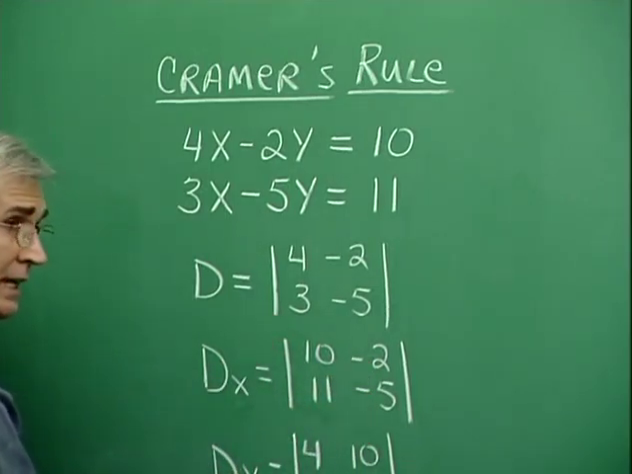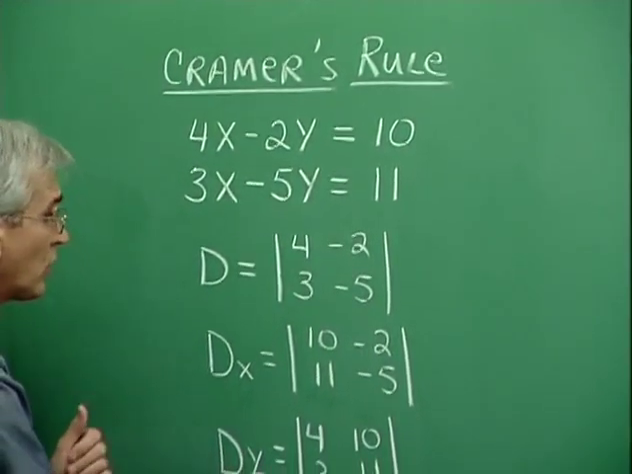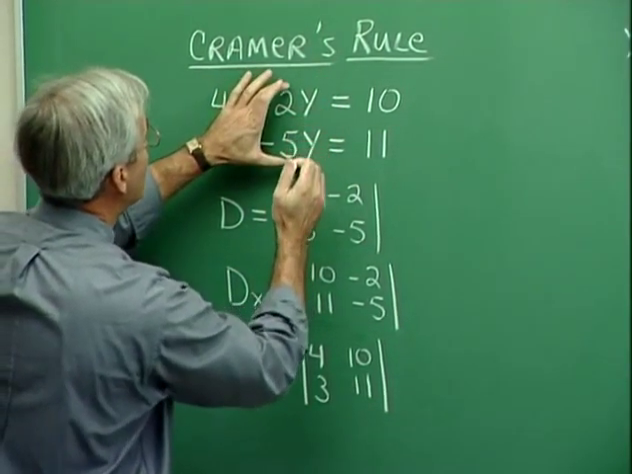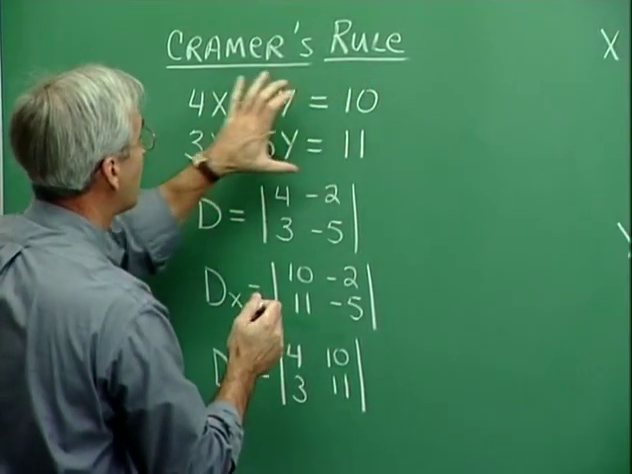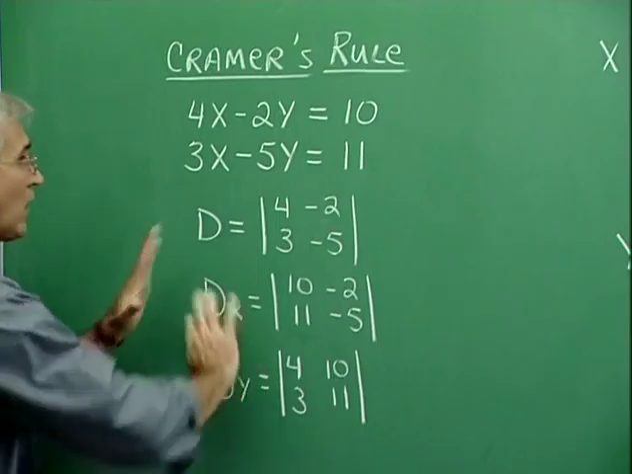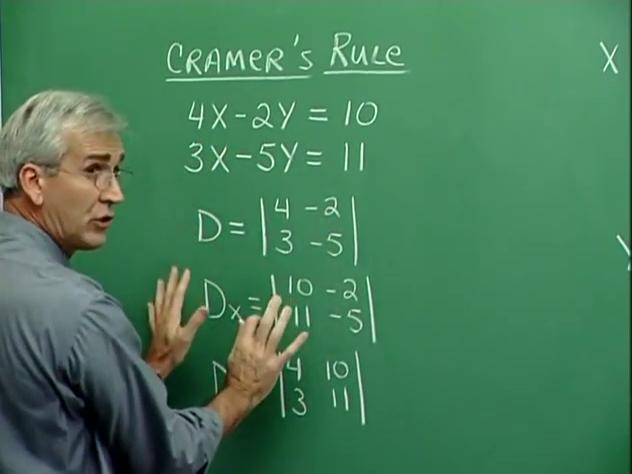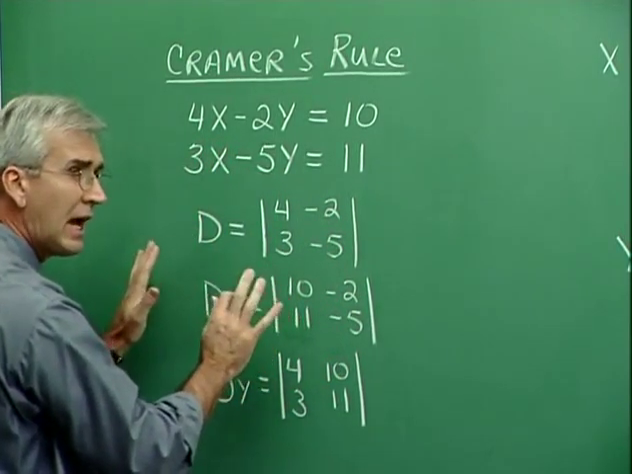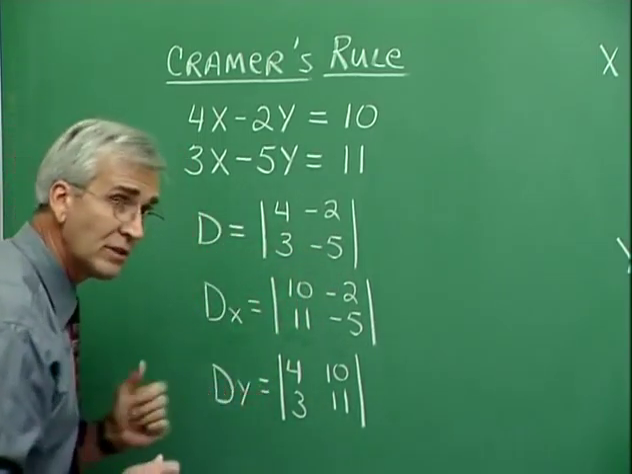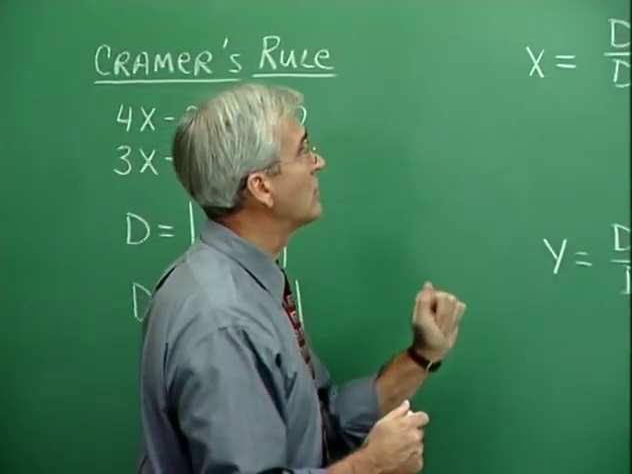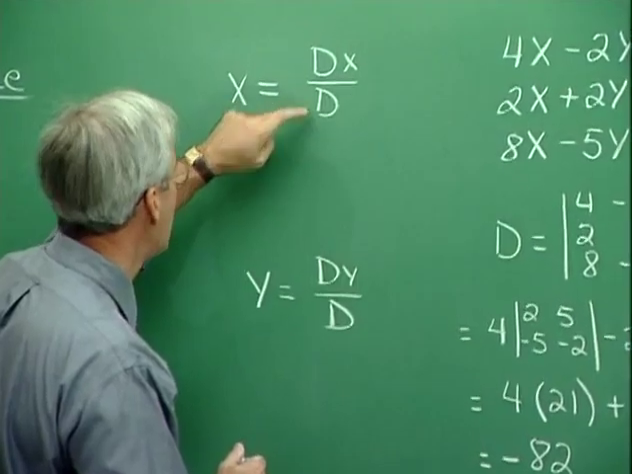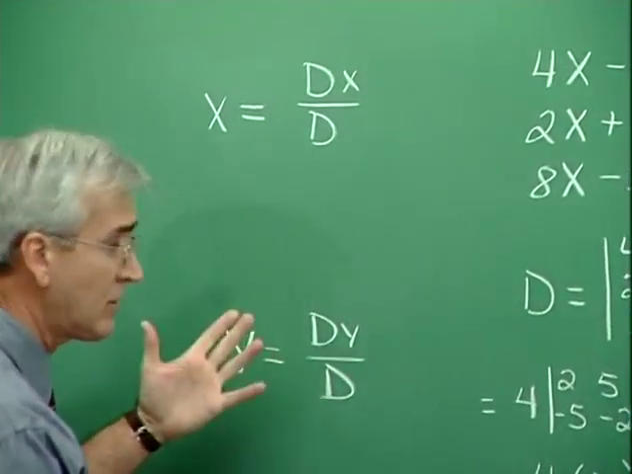And D sub y is the determinant of a matrix which is formed by taking the coefficient matrix and replacing the coefficients of the y's with the constants. So it would be 4, 3, then 10, 11, like this. All right, now we'll make the calculation for these determinants in just a minute, but let me tell you how the answers are going to occur. It's very simple. We just take these values and we make fractions out of them. X turns out to be the D sub x determinant over D. And y is D sub y over D. And that's all there is to it.